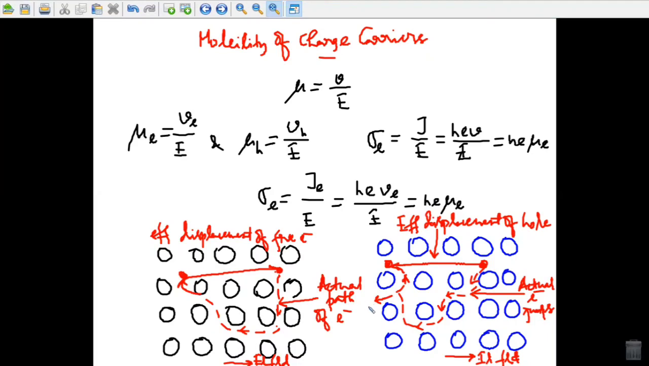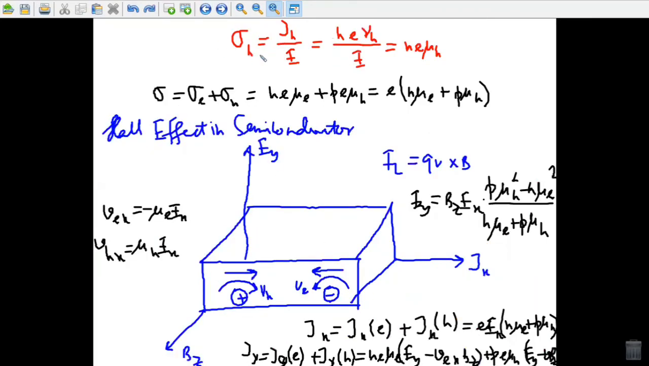So thus, in a semiconductor, both electrons and holes carry current. The electrical conductivity may be defined as sigma E equals JE divided by E, which becomes NeV divided by E, which is Ne mu E. And these two figures show the migration of a free electron and a free hole under the influence of an electric field. And eventually the conductivity for holes is simply the current density over the electric field, which is NeVH divided by E, which is Ne mu H.